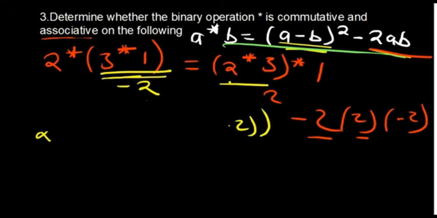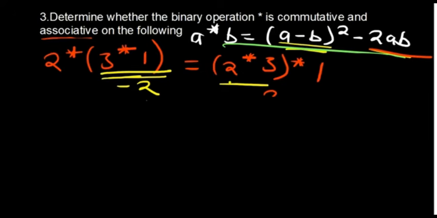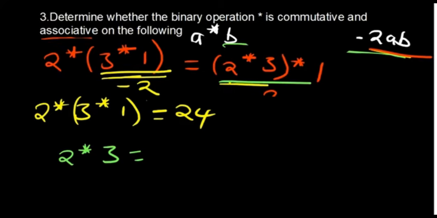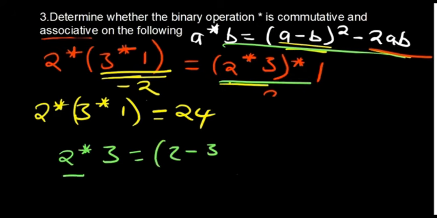So what are we trying to say? We are saying that for 2 star 3 star 1, we are finding 24. You can try out the other one as well. In that case, we are starting with 2 star 3. If you go to our equation there, we have A minus B in the brackets. Our A is 2 in this case. So it's going to be 2 minus 3 squared, minus our 2AB, which is going to be a product of 2 and 3. 2 minus 3 in brackets is going to be negative 1, which squared is going to be 1.